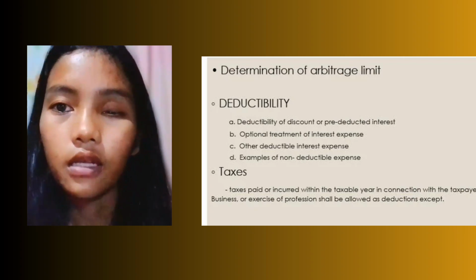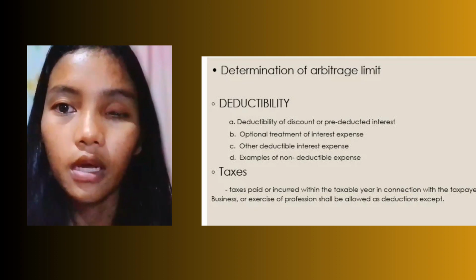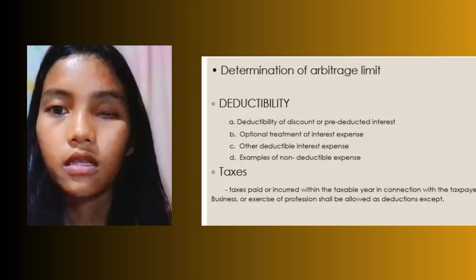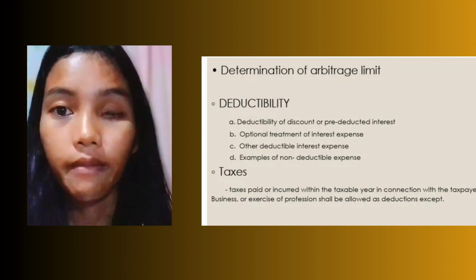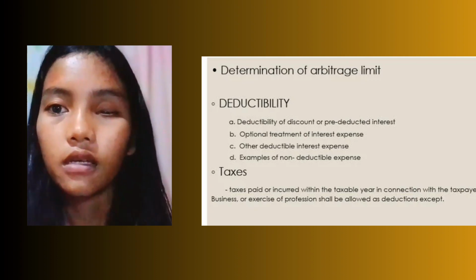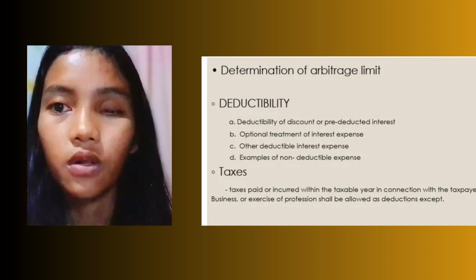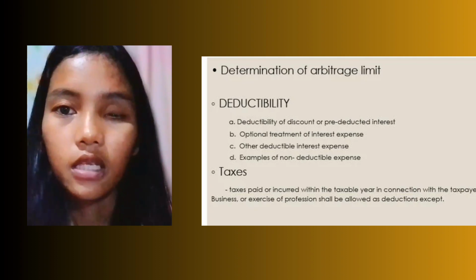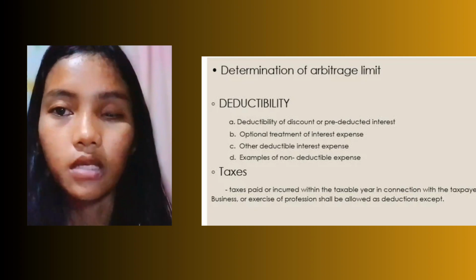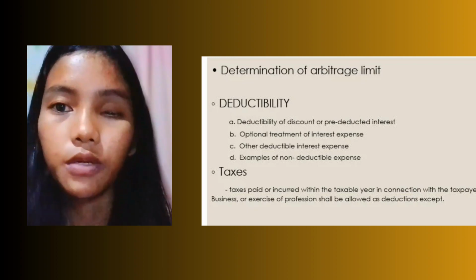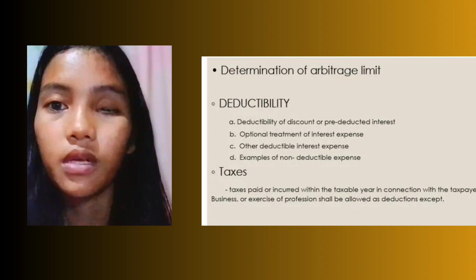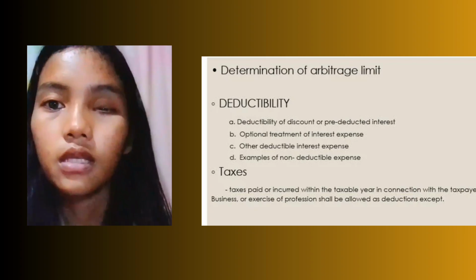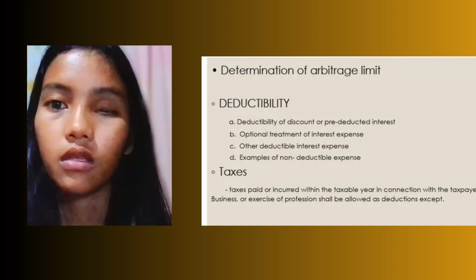Next is the deductibility of discount or pre-deducted interest. Discount or pre-deducted interest is a prepayment. It is not deductible upon the release of the loan, but upon payment of the same, or it accrues as an expense if the loan is due in installments. The interest pertaining to each installment shall be deductible. Next is the optional treatment of interest expense.